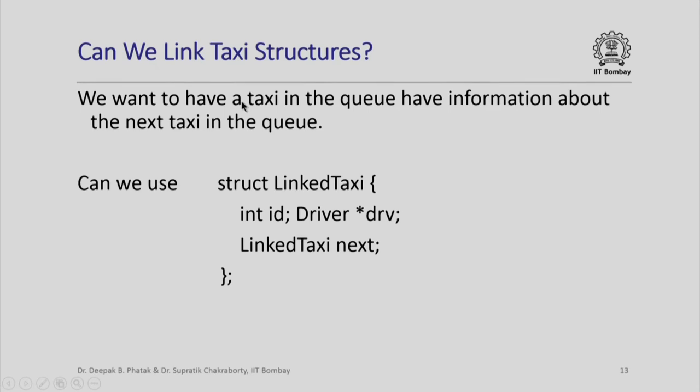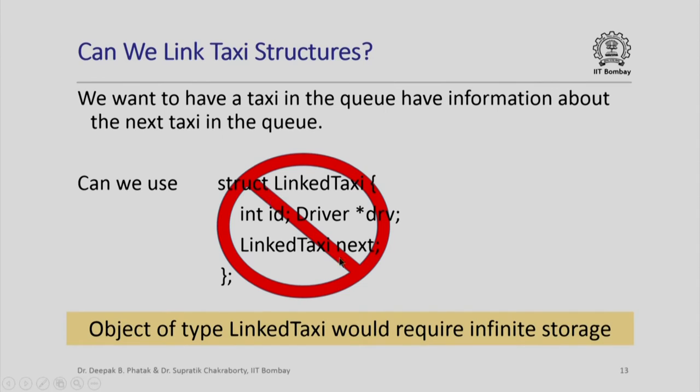Well, in order to have a taxi have information about the next taxi in the queue, can we use a structure like this, where the structure name is linked taxi and it has the usual members ID and DRV as before, and it also has a member next which is of the same structure type linked taxi? Now, we have seen in an earlier lecture that such a structure definition cannot be allowed in C++, because this would otherwise lead to objects of the structure type linked taxi requiring an infinite amount of storage.